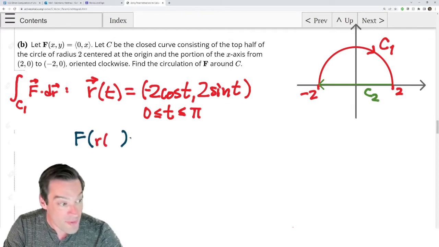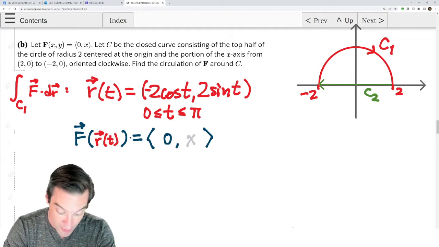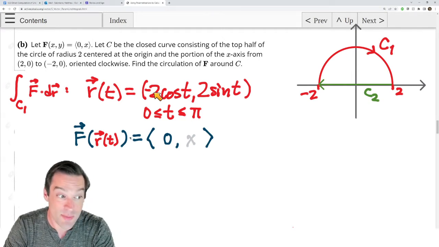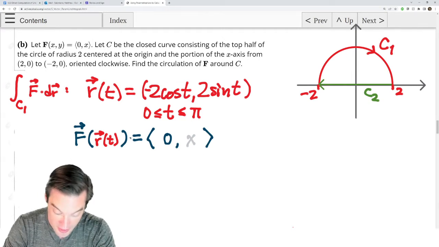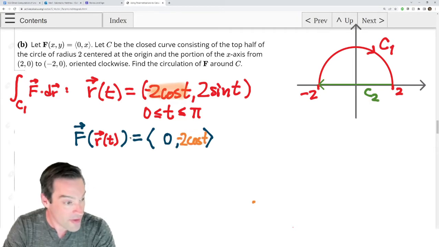Just like before, we have to evaluate the vector field on the parametric curve. So 0, comma x, but the role of x has to be played by x of t, which is the minus 2 cosine t in our parameterized curve. And so f of r of t is 0, comma minus 2 cosine t.